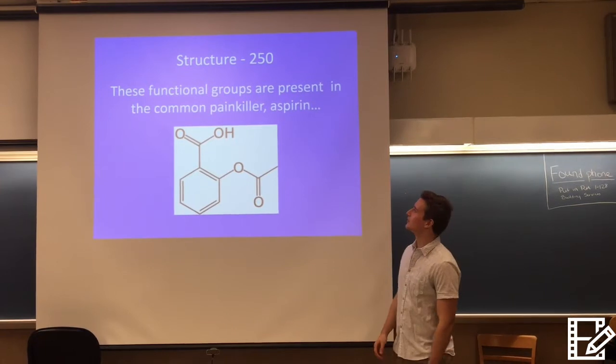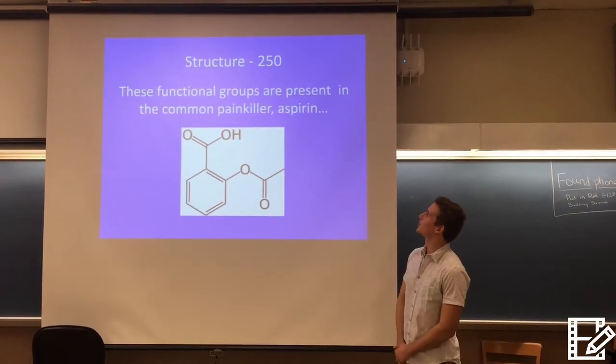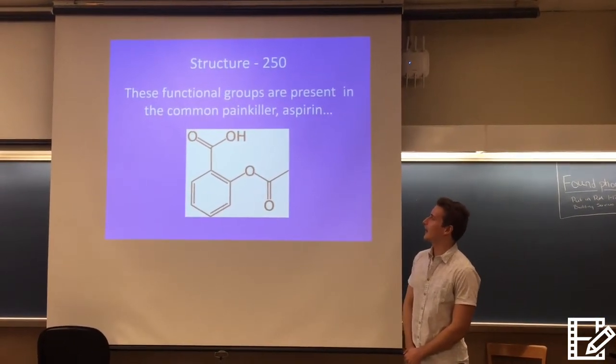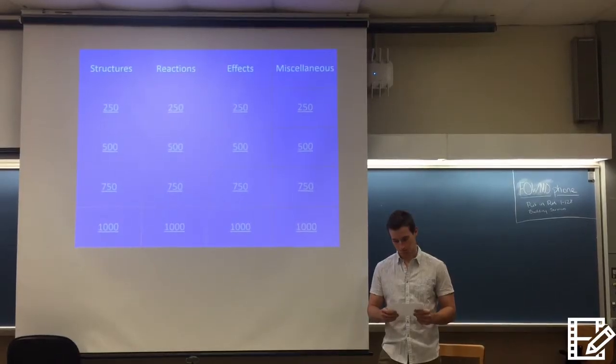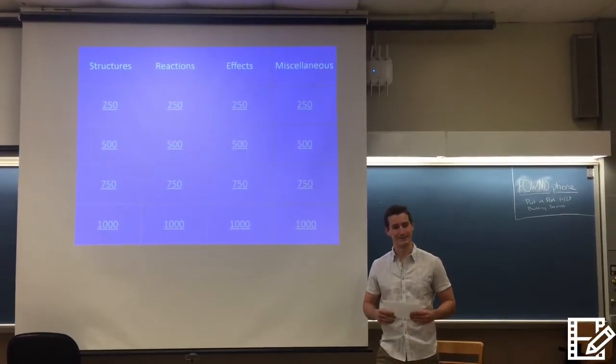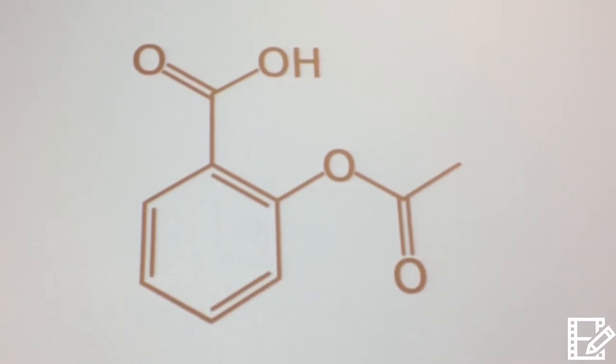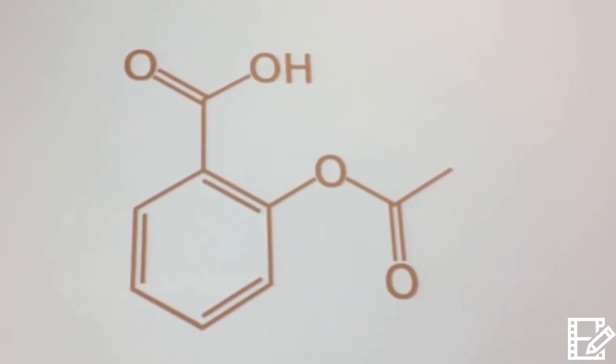Structures for 250. These functional groups are present in the common painkiller aspirin. What is carboxylic acid, benzene, and ester? That's correct. On the right side of the molecule is an ester. You might have thought it's an ether, but it's not because there's a carbonyl attached to it.